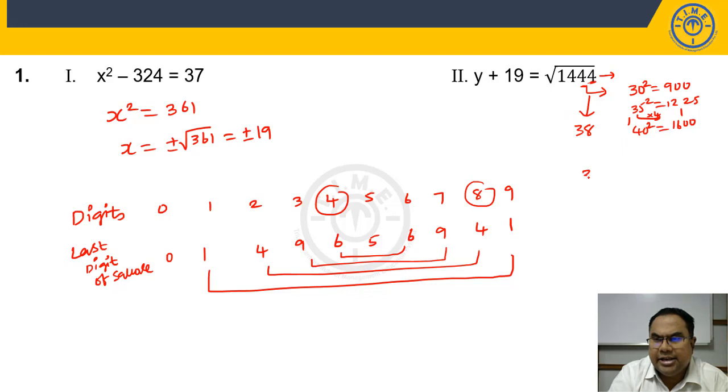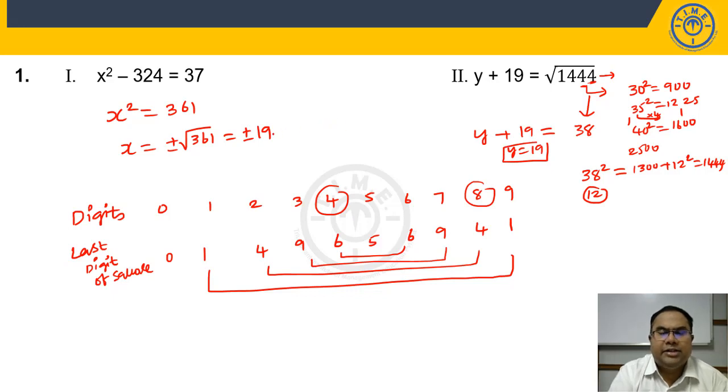How much is 38 squared? How will you do it using your speed maths? It is 12 less than 50, which is the base. So 25 minus 12, it is how much? 1300 plus 12 squared, that is 144, so 1444. So this is the square root of 38. So y plus 19 is 38, y is equal to 19.